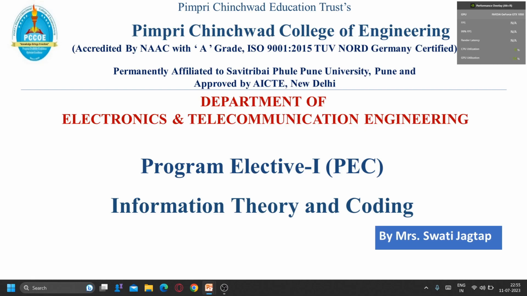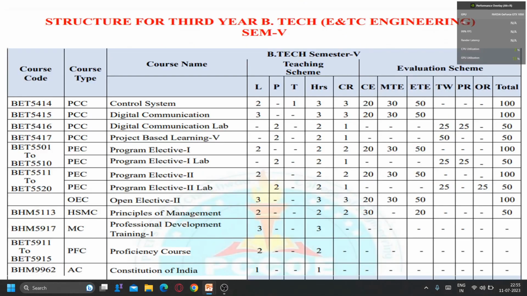I am going to give the awareness about information theory and coding as program elective 1 under professional elective course. So this is the structure of TY BTech. In the structure we have two program electives, program elective 1 and program elective 2. Program elective 1 has 2 credits for theory and 1 credit for lab.